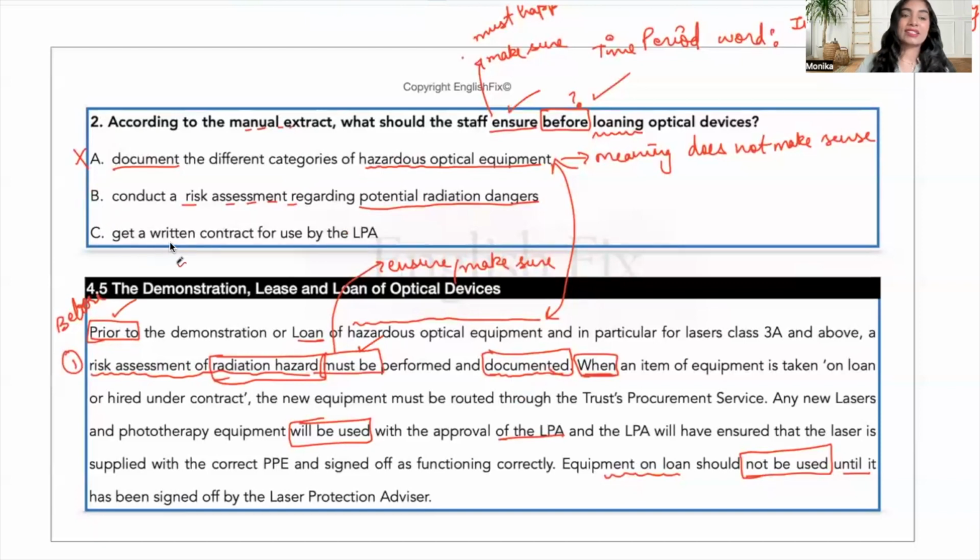Now, get a written contract for use by the LPA. They're talking about LPA here, here, and here. So if I read these sentences, I should be able to verify whether this information is correct or not. So any new lasers will be this and that. Whatever they have to do, this is not for loan. This is for use. See, we saw here. So get a written contract for use by the LPA, but you do not need to obtain a contract for use before you even loan the device. That's what the question is about, loaning, right? Not for use. So this part is actually not given in our paragraph anywhere, right? So the correct answer is going to be answer option B.